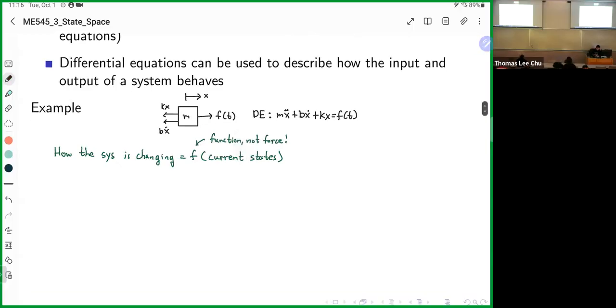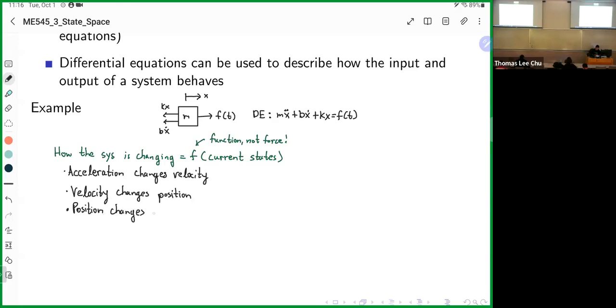And if we look at this, we can draw this relation where acceleration changes our velocity. Velocity changes position. And because of our spring, when we compress or expand it, that compression is going to change the force acting on the spring, which is going to change the acceleration. So our position actually changes acceleration. So then we get this relation where our position and velocity will change the acceleration.